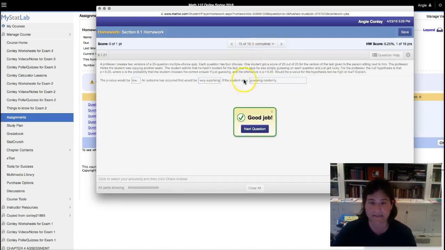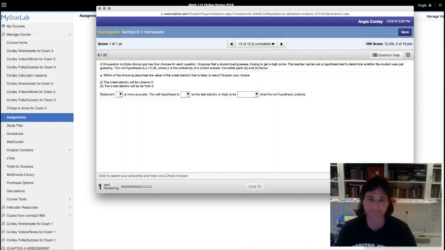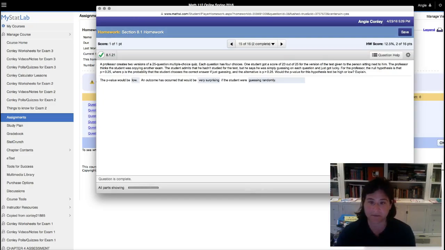What would the p-value represent? Again, in this case, we don't know the p-value, so I can't state the exact number, but I know that the p-value is the probability of this student scoring 23 out of 25 or better on this test, given that they were just guessing, and the true proportion, if they were just guessing, would be 25%.